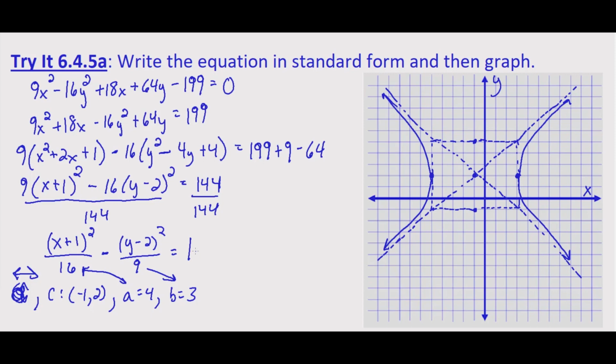We know it opens left to right because the x squared term comes first. The center is at h, k, which in this case is negative 1, 2. A equals 4, so we go left and right 4 from the center. B equals 3, so we go up and down 3 from the center. And then we have our 4 vertices. We draw in our box, and then we draw in the hyperbola opening left and right, approaching those asymptotes infinitely.